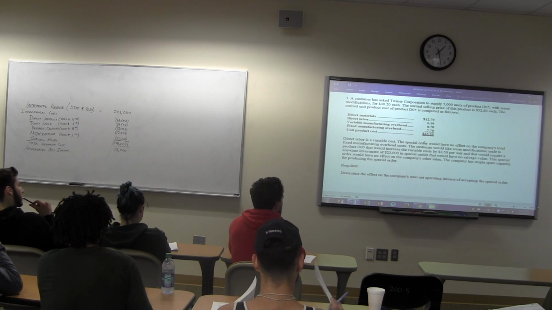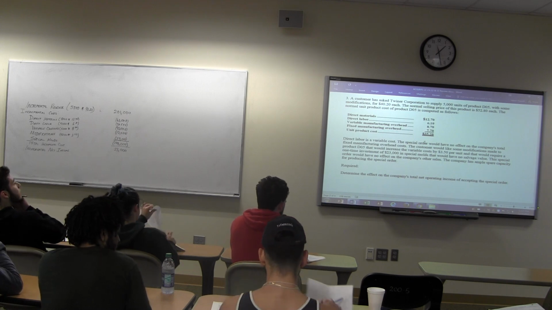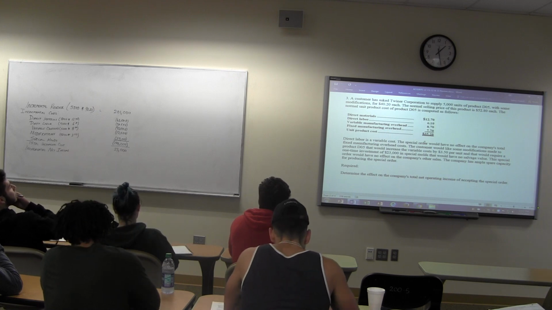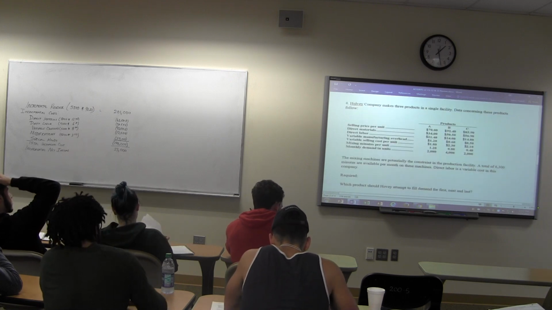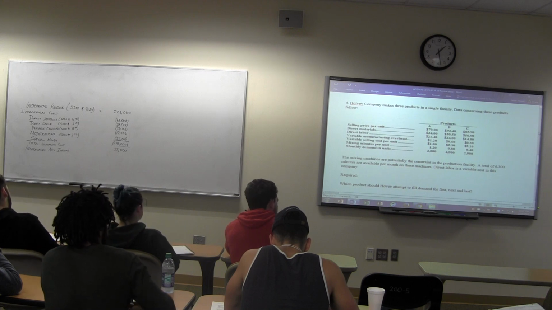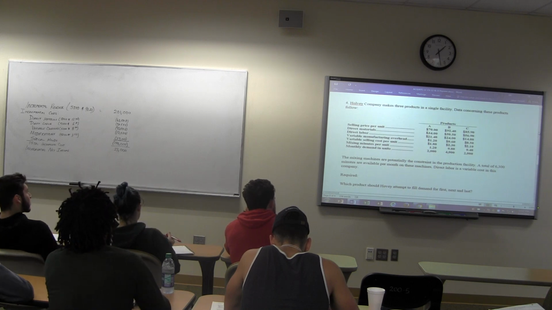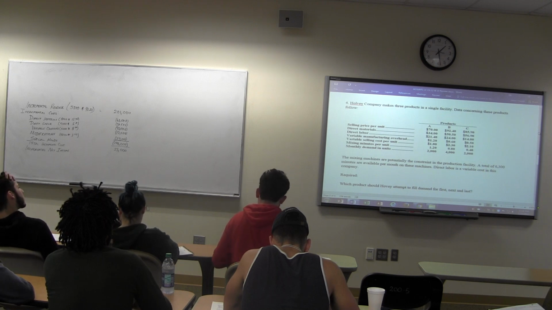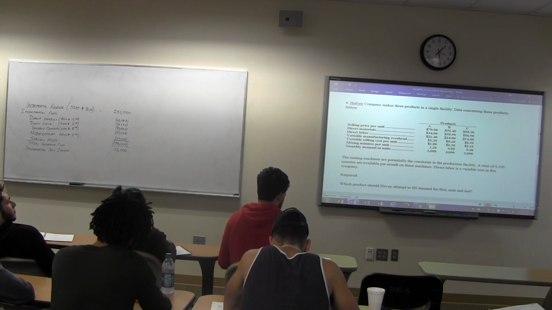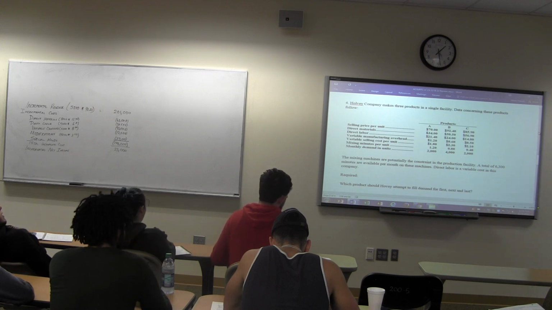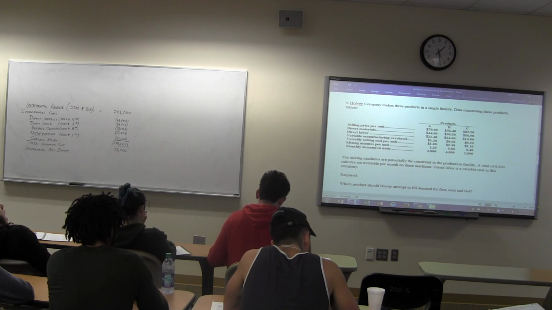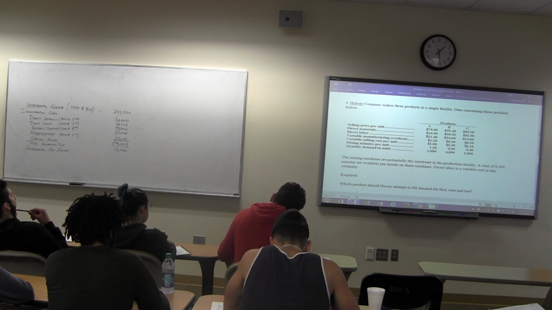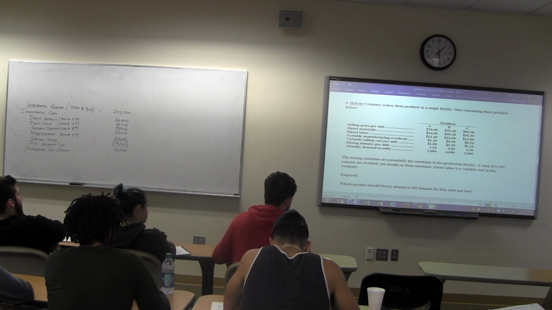Anybody want to try number 4? Anybody want to walk us through how to do number 4? Harvey makes 3 products in a single facility. The mixing machines are potentially the constraint in the production facility. A total of 6,300 minutes are available for these machines. Direct labor is a variable cost in this company. Required: which product should Hovey attempt to fill demand for first, next, and last?